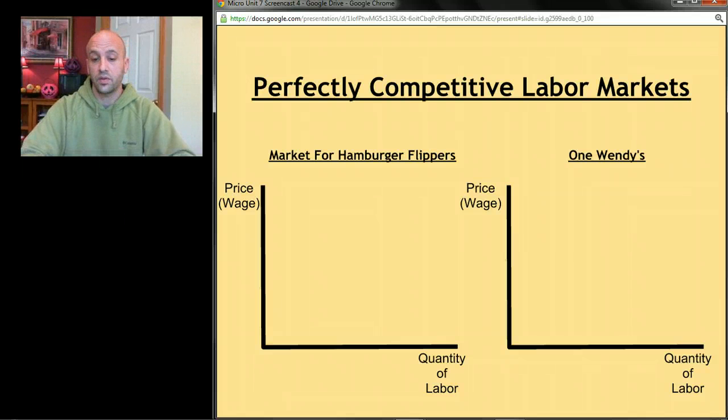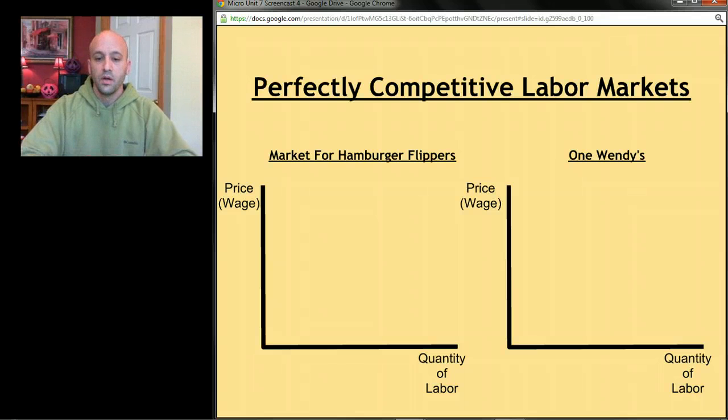maybe hamburger flippers. Now, I use this example because as a vegetarian, my first job out of college, out of Cornell with my Ivy League diploma, was in fact as a hamburger flipper for Wendy's as a vegetarian, which was fantastic.